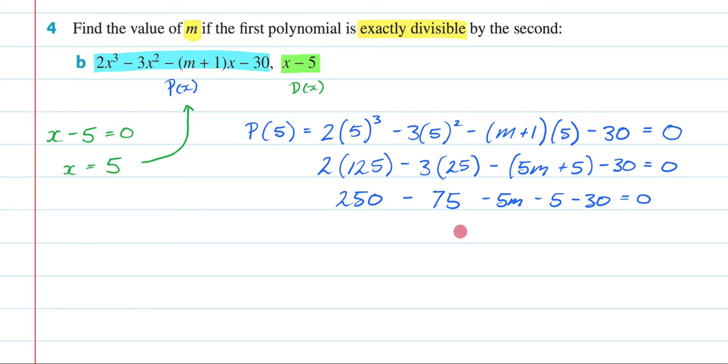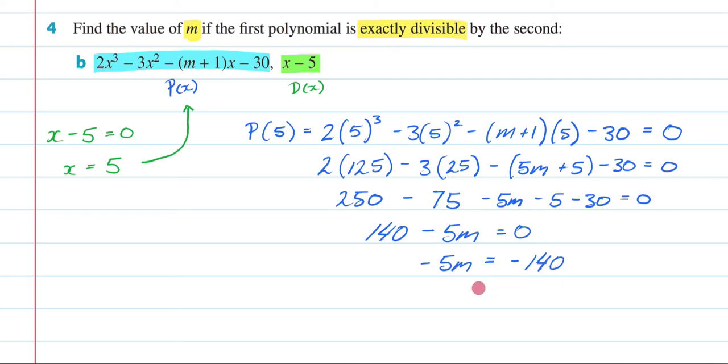Let me now gather together all these constants. 250 minus 75 is 175. Minus 5 minus 30 is going to be minus 35. 175 minus 35 is going to be 140. 140 minus 5m is equal to 0. So I'm going to get minus 5m is equal to minus 140.